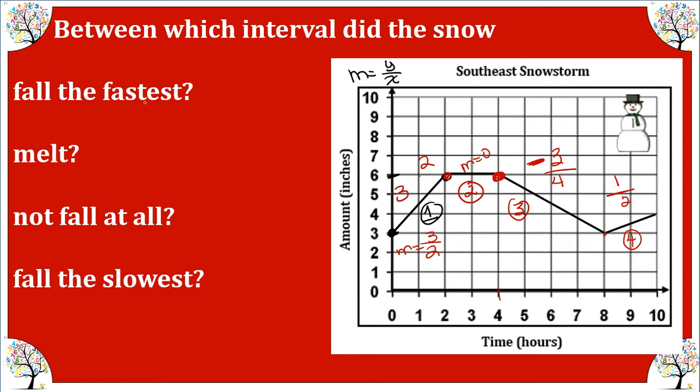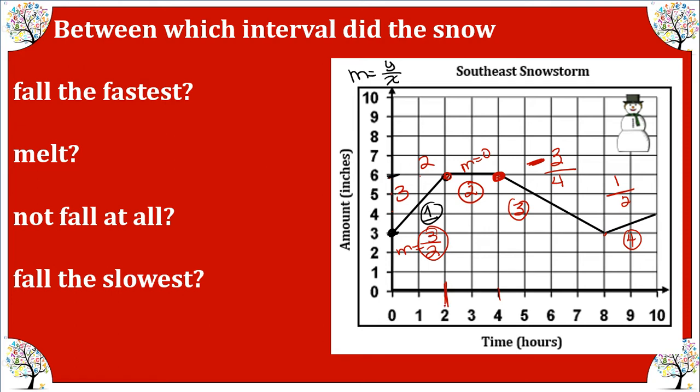So in which interval did it fall the fastest? Well, 3/2 is the largest. And remember, disregard the negative when you're comparing. And then when did it melt? Well, it started melting at the negative, so interval 3. Okay, between hour 4 and hour 8, it melted. And then when did it not snow at all?